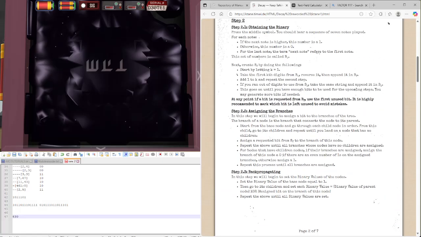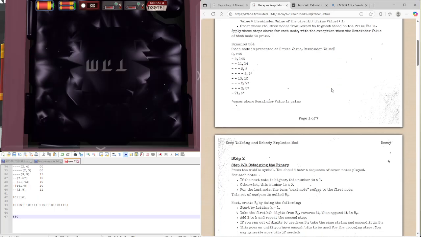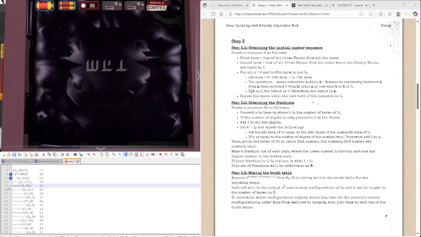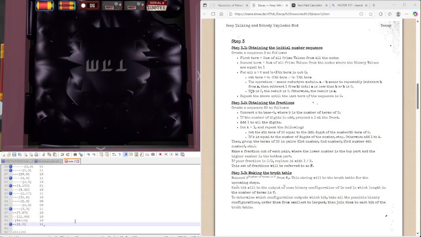Prime values was just the prime factors, yeah, so some of the prime values on the nodes where the binary values are equal to 1. So that would be this one, this one, this one, this one, this one, this one, this one, this one, this one, this one, this one, this one, this one, and this one.